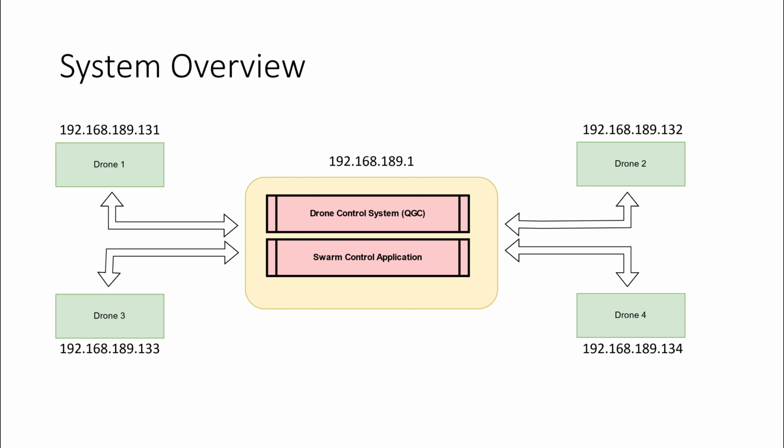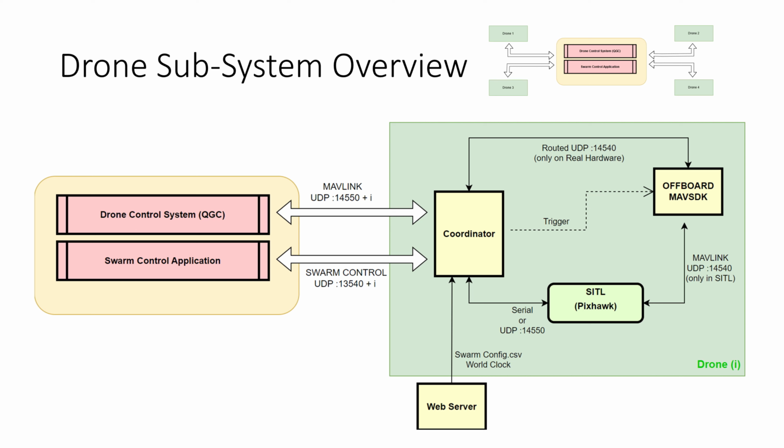This node has a private IP address which is 192.168.189.1, and we have plenty of drones. For this test we're going to use 4 drones. Each of them has a different IP address, and each of them is on a different operating system and different system. 192.168.189.131 for drone 1, 132 for drone 2, and so on. Let's go deeper and see what is happening inside each drone.